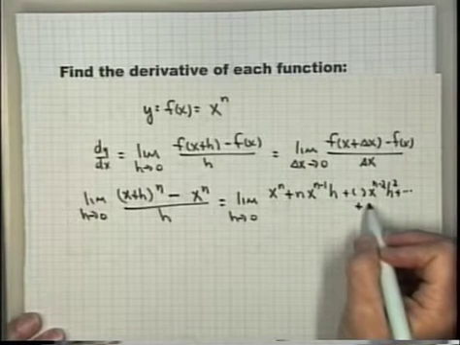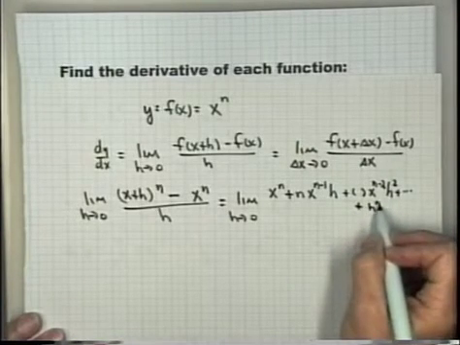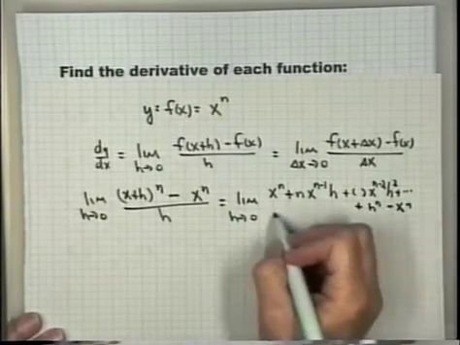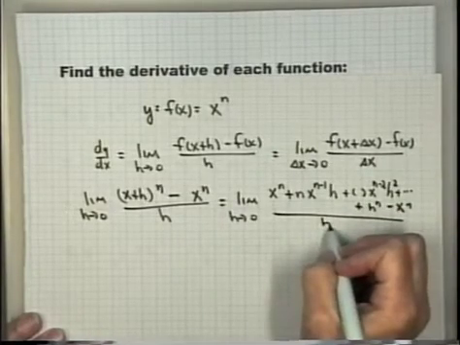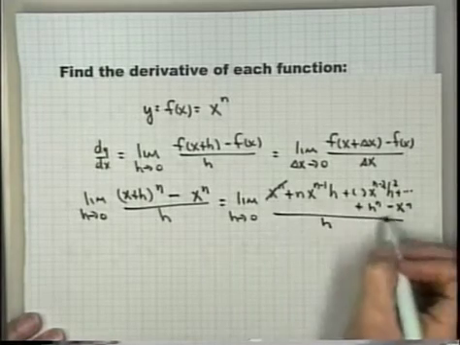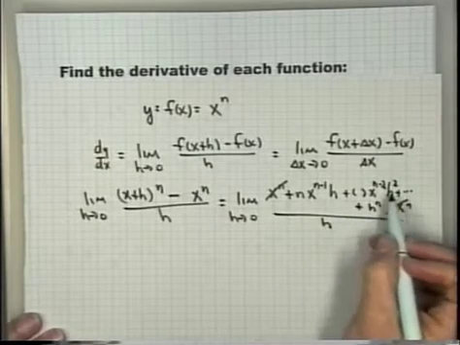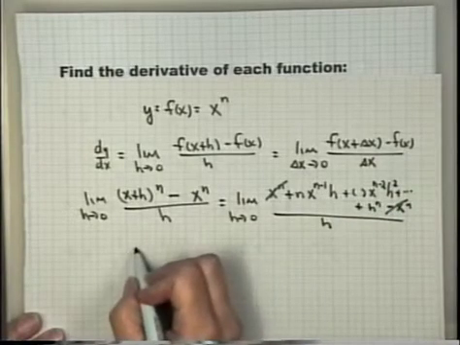Until finally you got to h to the n. Then we've got minus x to the n, and then all of this is over h. Notice the x to the n minus x to the n would cancel out. All of these other terms are going to have an h in it.